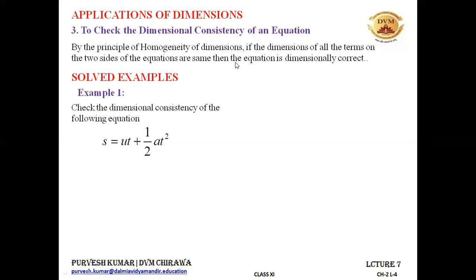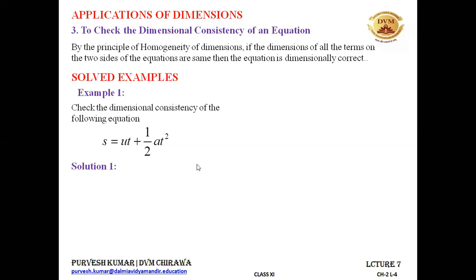In order to check this, we have to check the dimensions of the terms that are involved towards the left hand side and the dimensions of the terms that are involved towards the right hand side. And if both the dimensions are equal, it means the dimensions of the RHS terms are equal to the dimensions of the LHS terms, then we can say that the equation is dimensionally correct, or we can say the equation is consistent. All right. So let's do this.